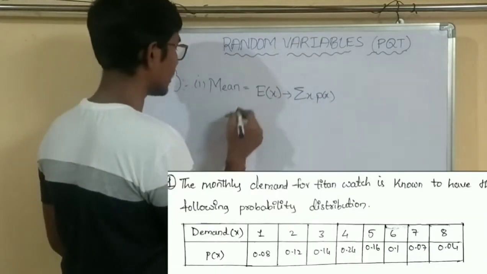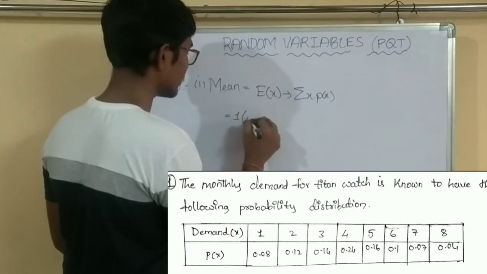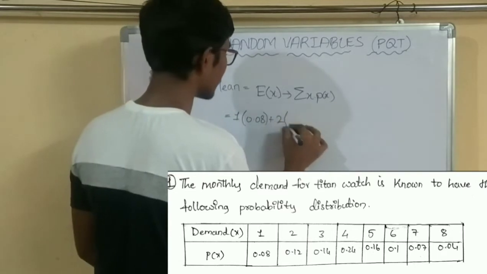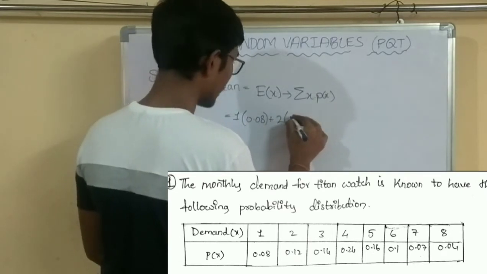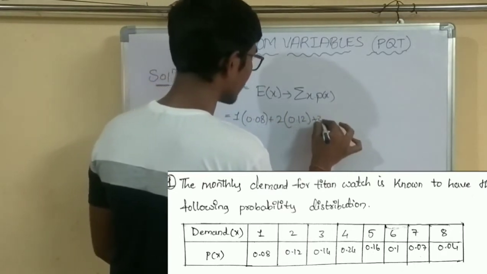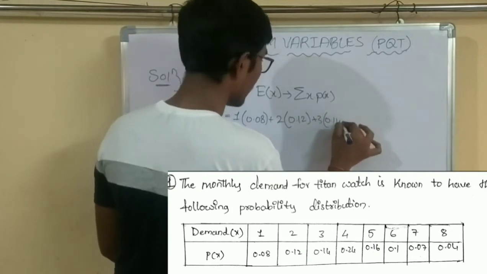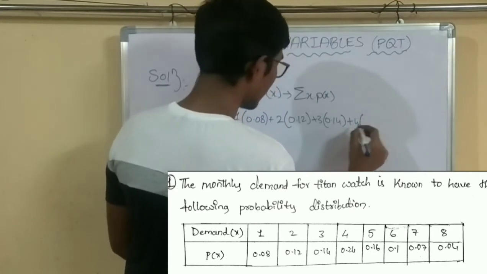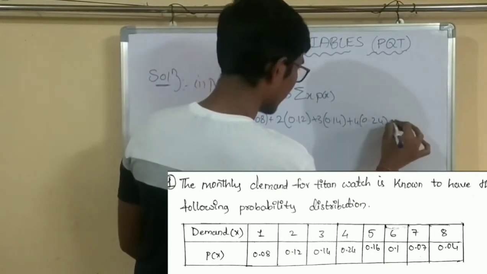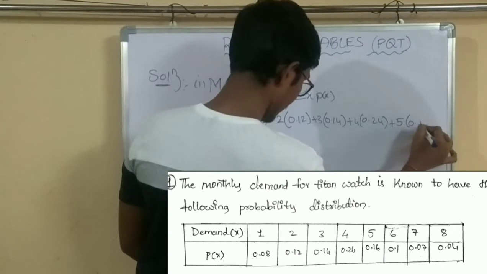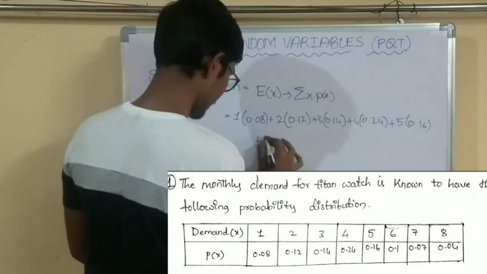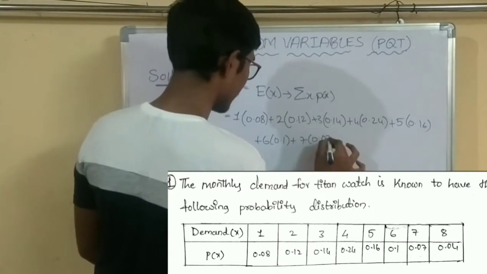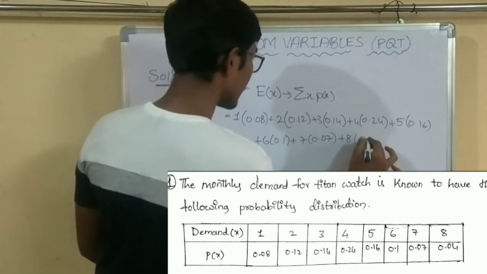From the question I am writing the values. For x value 1, P of x is 0.08. For x value 2, P of x is 0.12. For x value 3, P of x is 0.14. For x value 4, it is 0.24. For x value 5, it is 0.16. For x value 6, it is 0.1. For x value 7, it is 0.07. And for x value 8, it is 0.04.